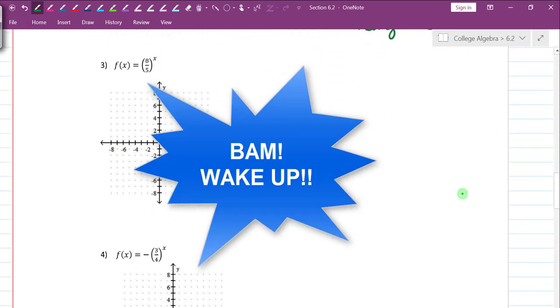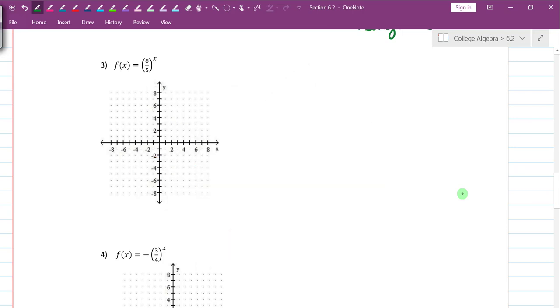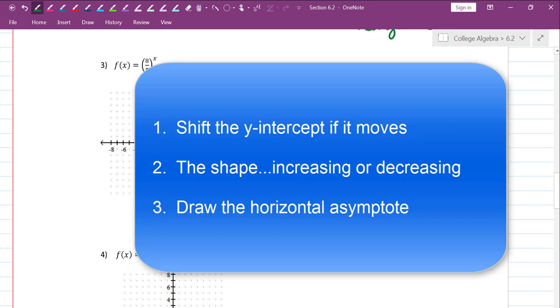For this problem here, I want you to pause the video and just see if you can solve this real quick. What I want you to plot is the y-intercept. I want you to shift it if it shifts. I want you to plot the asymptote, and I want you to get the shape. Okay, so pause the video. I'll see you back in just a second.